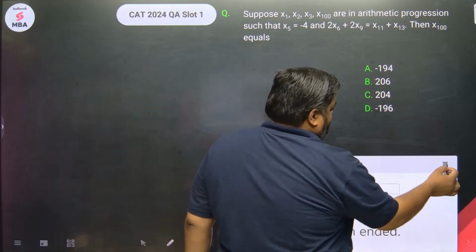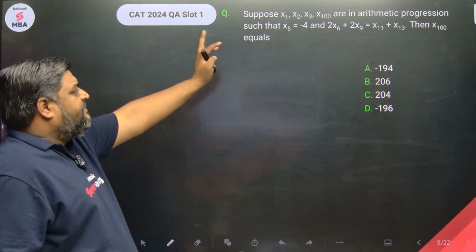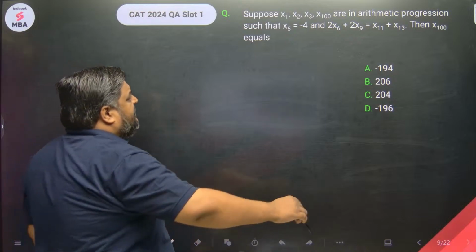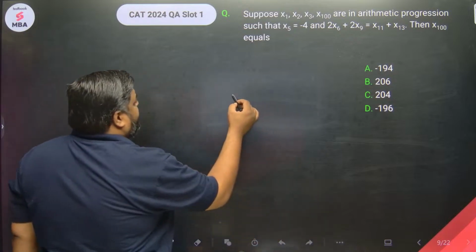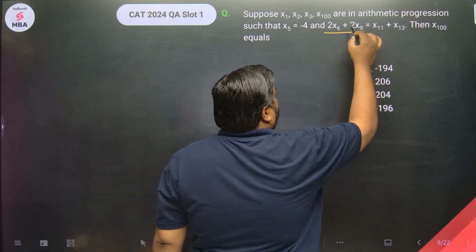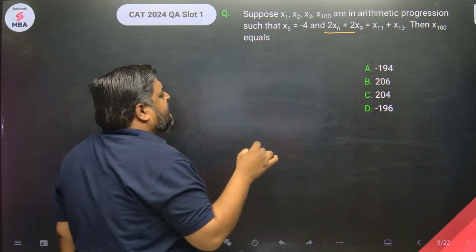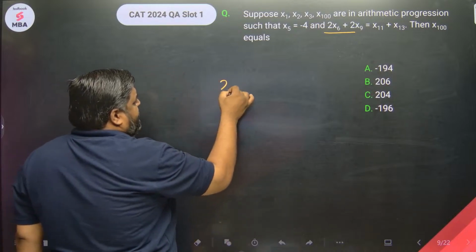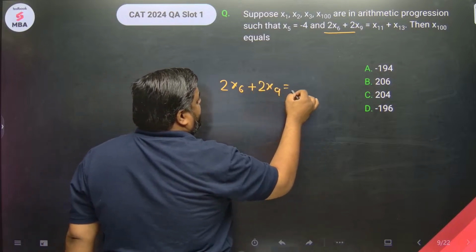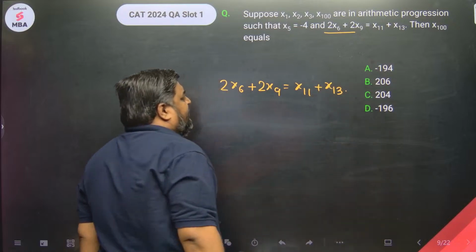चलो, देखो, there are multiple ways to solve this. This is a question from arithmetic progression. There are multiple ways to solve this. Okay, एक तरीका नहीं है, बहुत सारे तरीके इसको सॉल्व करने के. आ जाओ, let's check out one of the ways. The equation that is given to me is 2x sixth term plus 2x 9 is equal to x 11 plus x 13. Okay, 2x 6 plus 2x 9 is equal to x 11 plus x 13.